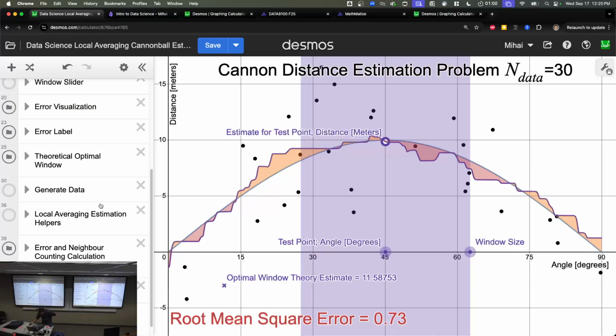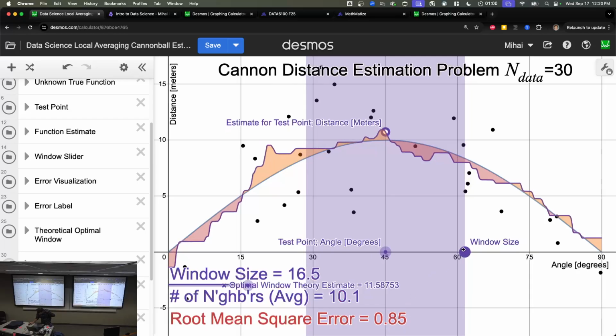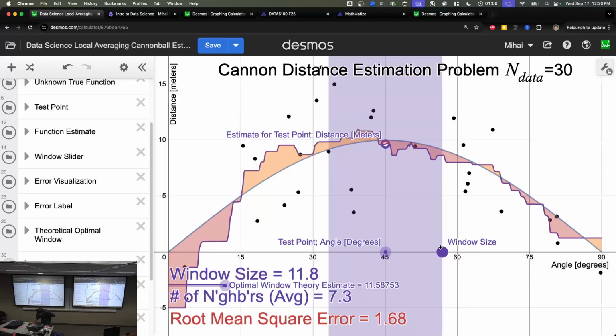So according to me, let me see. I think I have a thing for the window. Where's the window slider? Here it is. Okay, right now the window is at 17.6, and this says the optimum should be at 11.58. If I change it to 11.58, then it'll probably go a little higher than 0.73. Ooh, it's quite a bit higher. 11.58. So then we got quite a bit more.